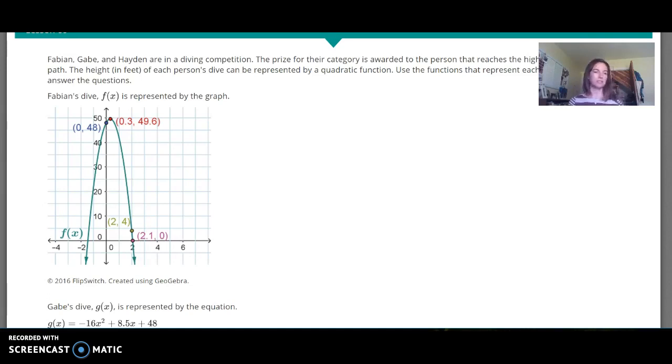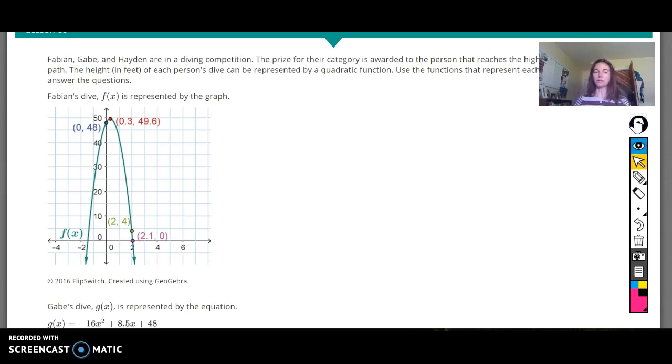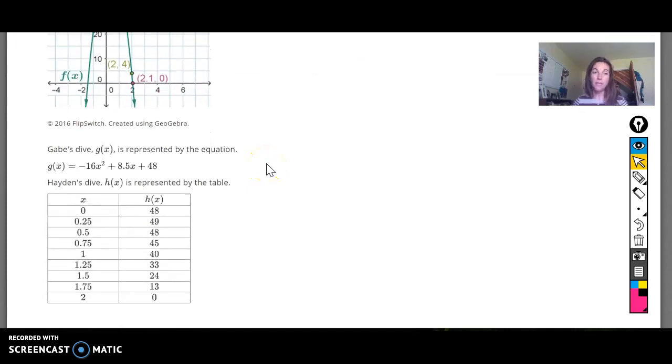So when I first went through this, it took me a minute to figure out what was happening here. But to clarify this for you, the first graph of a parabola that we can see here, this is Fabian's dive, okay? And then if we scroll down a little bit, we have an algebraic function written out, and that is Gabe's dive, okay? And then last but not least, we have a table of values we can tell is also going to be a parabola, but that is what is representing Hayden's dive.